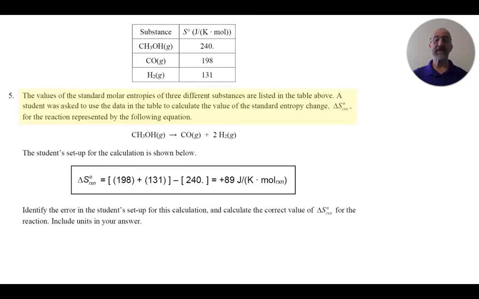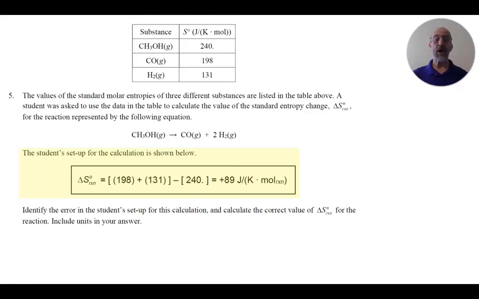So in the equation, we can see that the methanol is the reactant, and the carbon monoxide and the hydrogen are the products. Now, the student's setup for the calculation is shown below. So what the student did is 198, which is the absolute molar entropy for carbon monoxide, plus 131, which is the absolute molar entropy for hydrogen, minus 240, which is the absolute molar entropy for methanol.